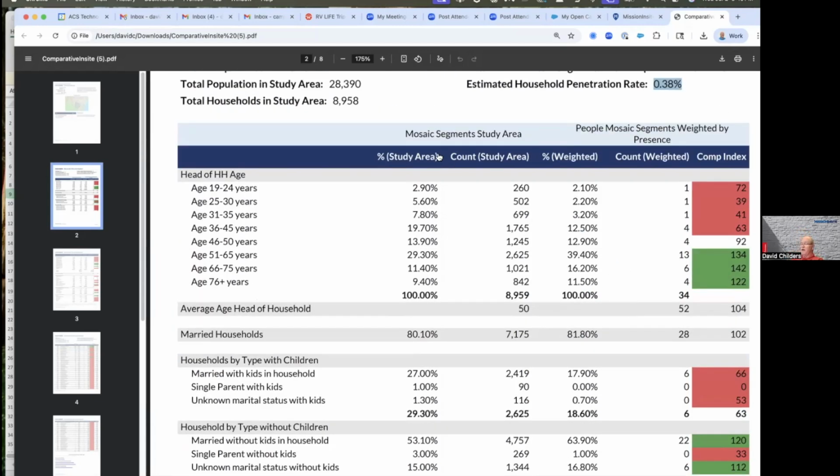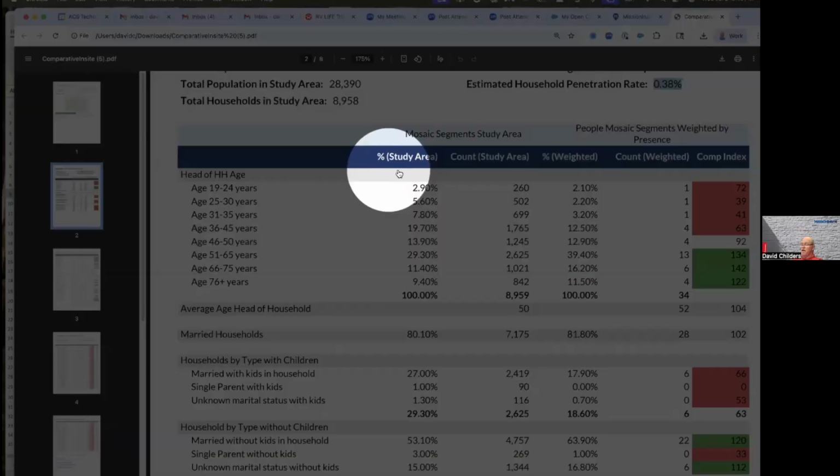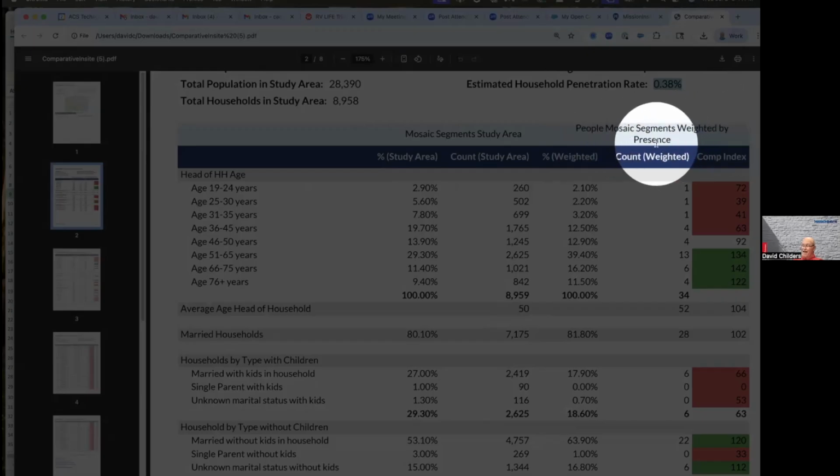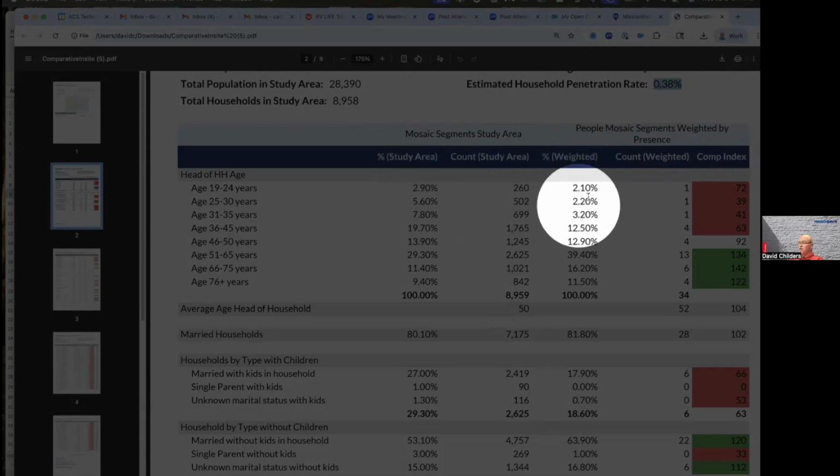So now it's going to compare in every one of these pages. It's going to look at the study area, the percentage of folks in these age groups in this particular case, and the count to go along with the percentages, and then people mosaic segments weighted by presence in our church, maybe not the individuals, but where they live. So yeah, the 19 to 24s, 2.9%, 2.1%, about the same as the community. You see the red? That's not where I want to focus my ministry opportunity in this little study area.